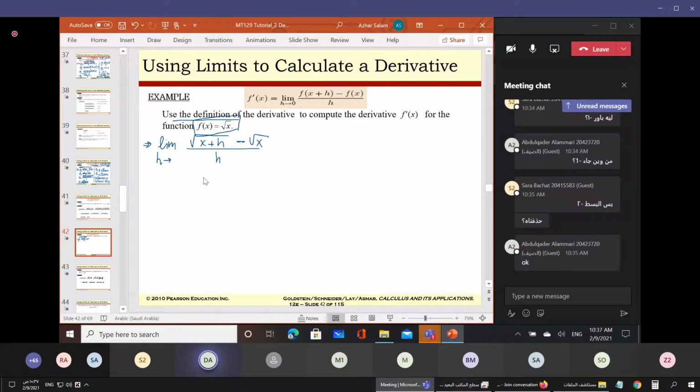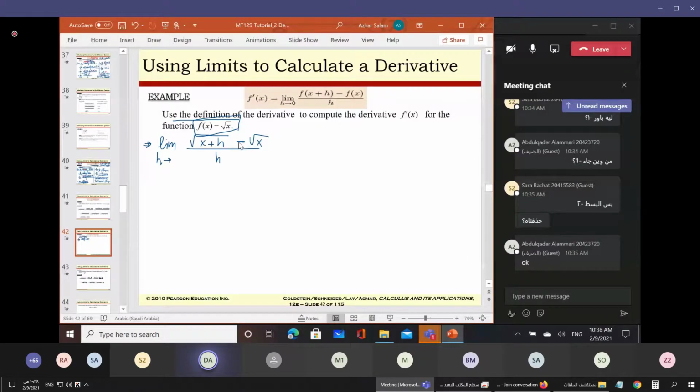Okay, and since I here have square root minus square root, there's actually a method called multiplying by the conjugate. We used to call it rationalizing the denominator or rationalizing the root. I will multiply by the conjugate.